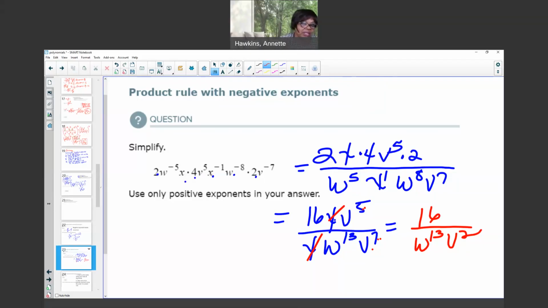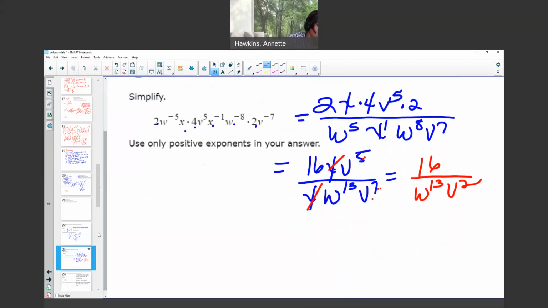Now, some of you might say, I just want to use the product rule. Product rule says keep the base, add the exponents. I mean, you could do that. All right, so let's do the numbers. 16. And if you're going to use the product rule, this is w. So you just keep the base, add the exponents.